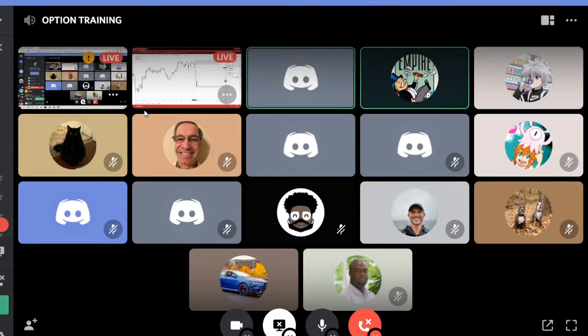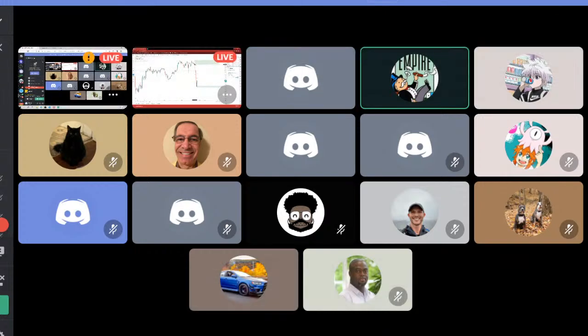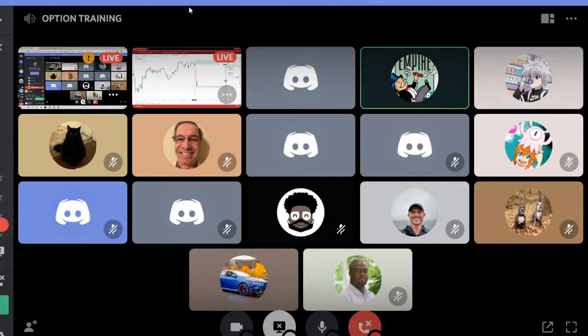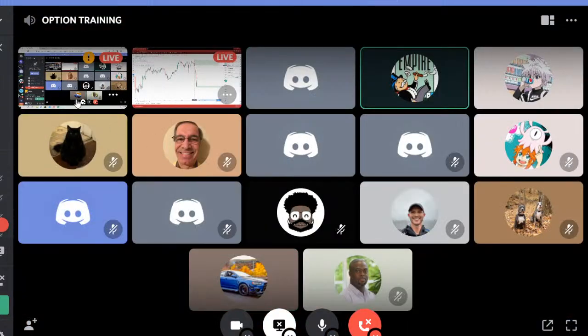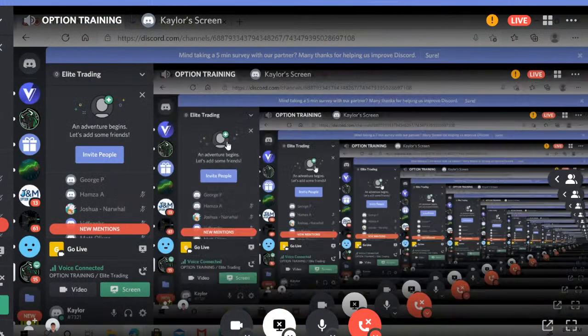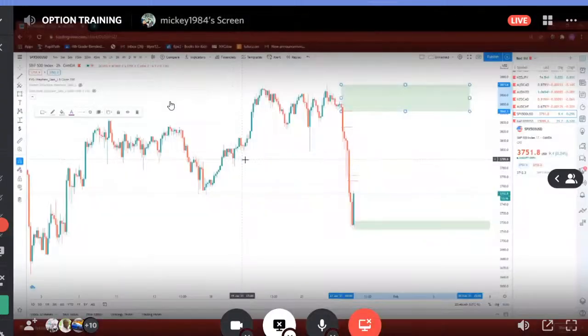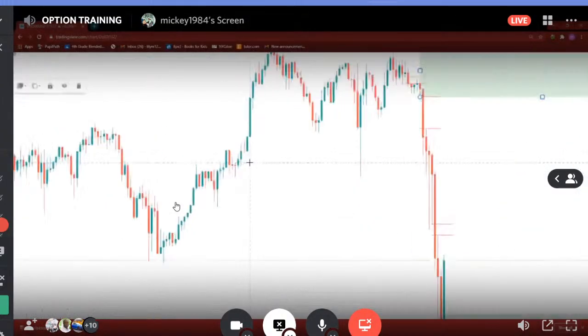So I always place, if I have a supply zone with the order block, I always start with the supply zone because the supply zone is always going to be farther out. And as price comes into it, I shift it up to that order block so I can be tracking it, right?